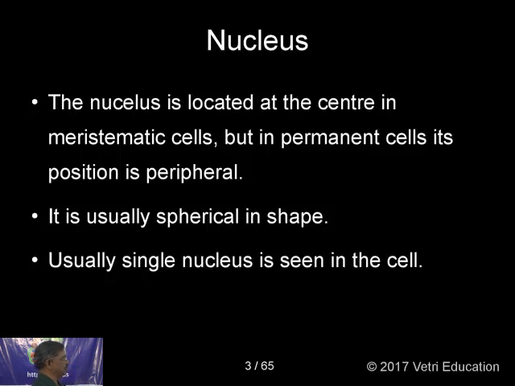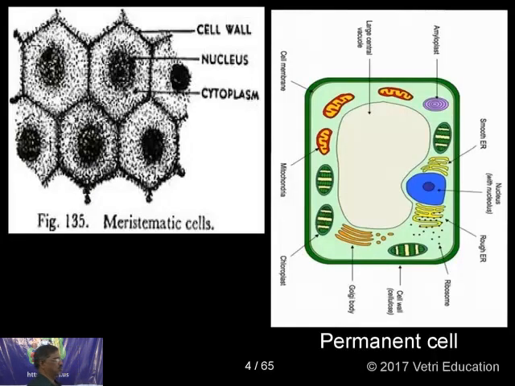It is usually spherical in shape. Usually a single nucleus is present in each cell, but rarely you can find two nuclei or multinuclear conditions. As I told earlier, this is the meristematic tissue where you can find abundant cytoplasm and a prominent nucleus exactly at the center of the cell. When the cell becomes older or permanent, a very large vacuole forms in the center and pushes the nucleus and other parts aside. This cell contains the cell organelles, and these organelles are just pushed aside.